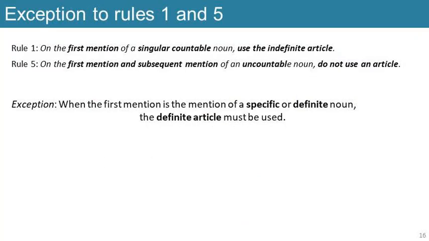There is an important exception to the first mention principle in Rules 1 and 5 above. As a reminder, Rule 1 states, on the first mention of a singular countable noun, use the indefinite article. And Rule 5 states, on the first mention and the subsequent mention of an uncountable noun, do not use an article. The exception to both rules is this. When the first mention is the mention of a specific or definite noun, the definite article must be used.